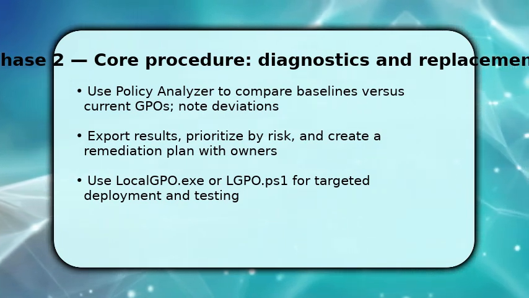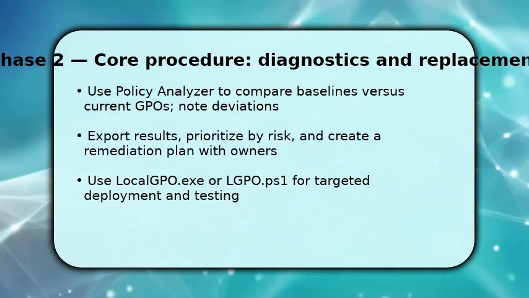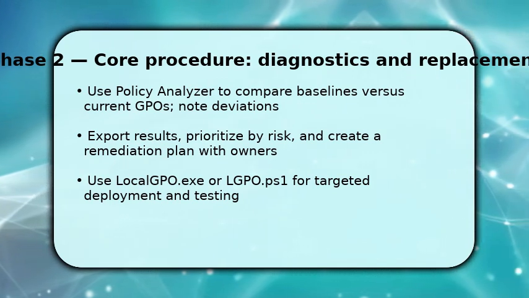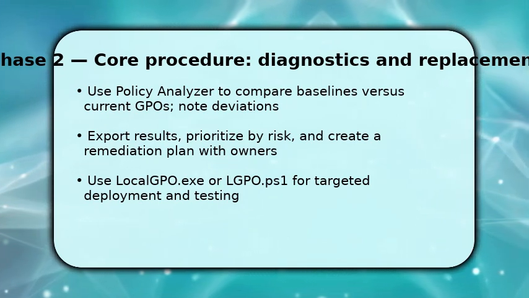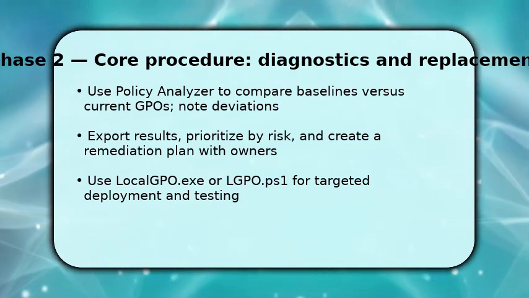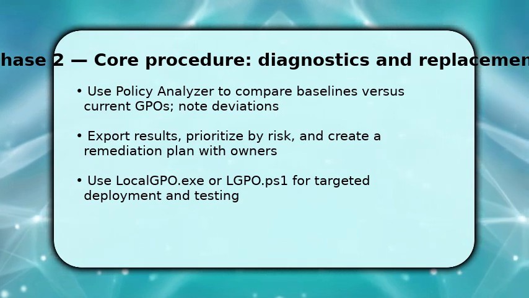For targeted changes, use local GPO, EXE, or LGPO.PS1 to apply a test baseline to a lab machine. You do this to validate effects before wide rollout and to prevent unexpected service interruptions.